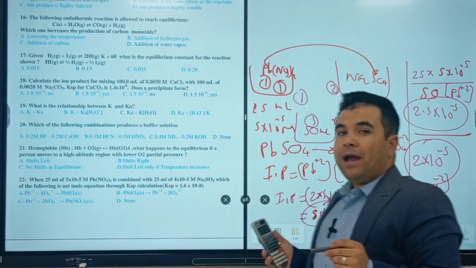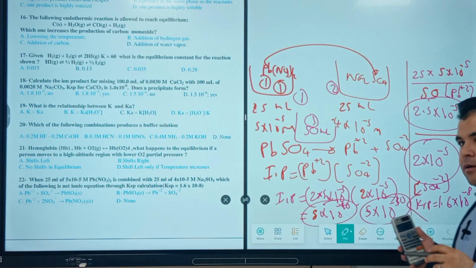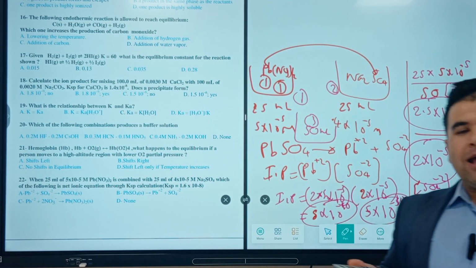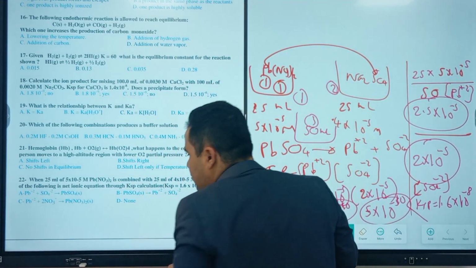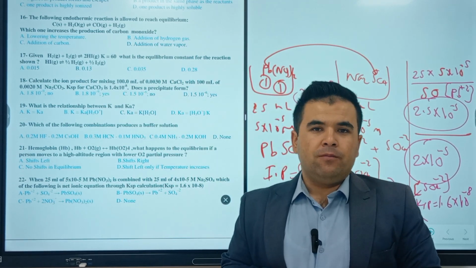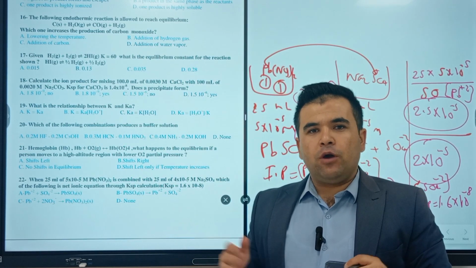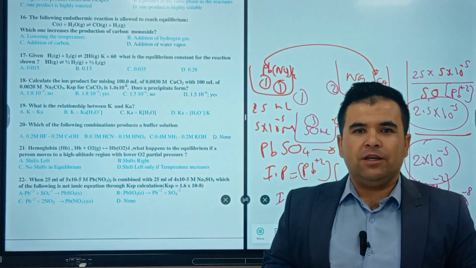The KSP is 1.6×10^-8. Minus 8 is higher than minus 10. That's why the KSP is higher than the IP. There will not be a precipitate. None is the correct answer. There will not be a net ionic equation. That's all about the questions in the midterm which we have solved. Thank you for the attention, guys.